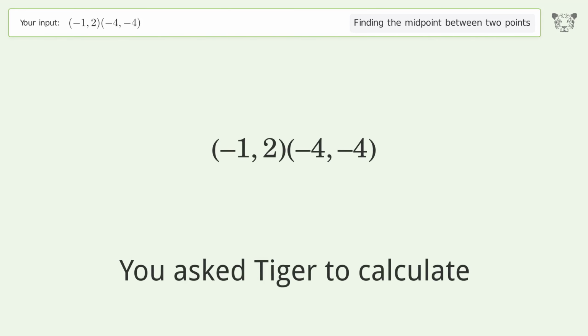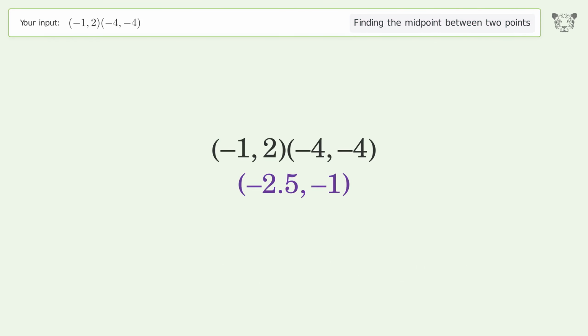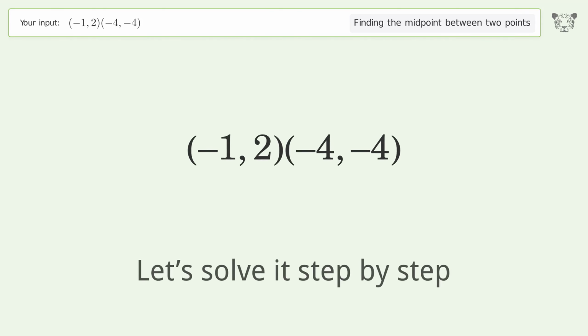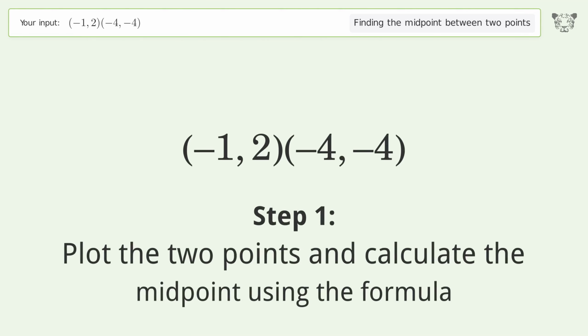You ask Tiger to calculate. This deals with finding the midpoint between 2 points. The midpoint between the 2 points is -2.5, -1. Let's solve it step by step. Plot the 2 points and calculate the midpoint using the formula.